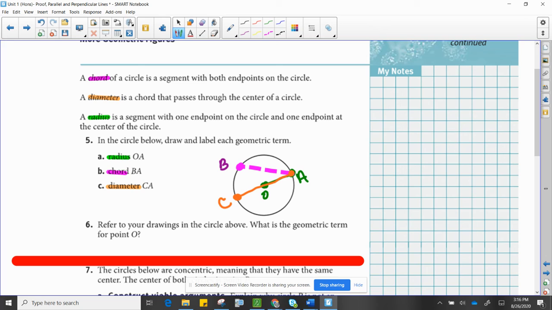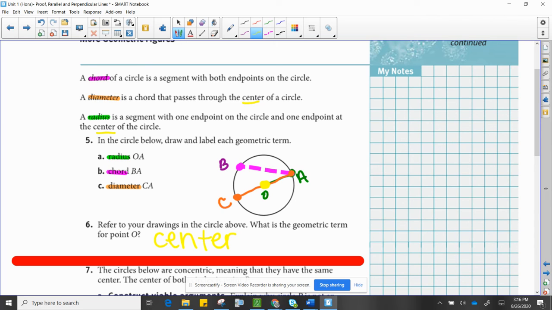Now, if I look at my drawing, refer to your drawing in the circle above. What is the geometric term for point O? So right here, point O. What would we call that point? Hopefully, you said that point O is our center. It's our center of the circle. Okay? Passes through the center. Center.